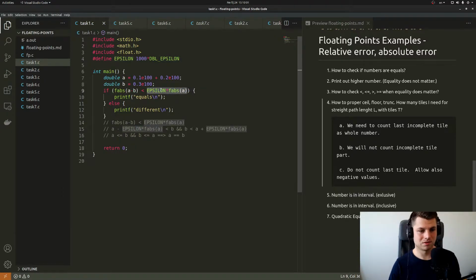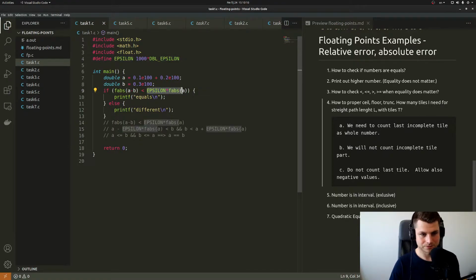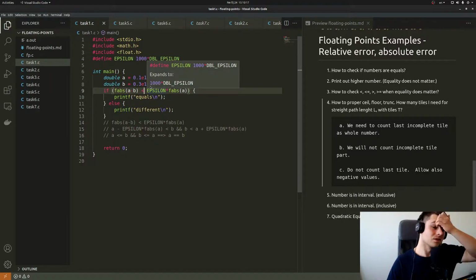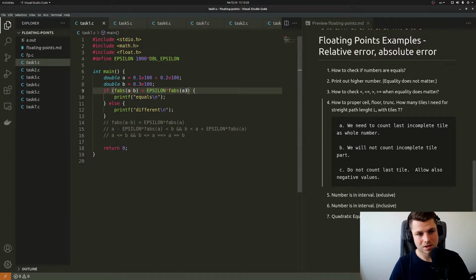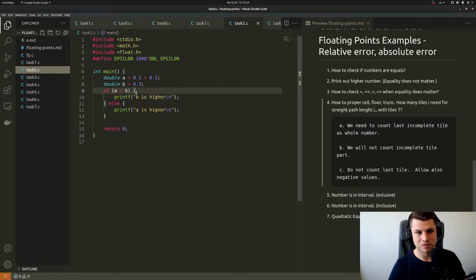We would say they are equal if the tolerance, which is our epsilon times the absolute value of one of these numbers, is not exceeded. And it doesn't matter which one of the numbers we choose on the left side to scale our epsilon. So this is equivalent. The next task is which number is higher.